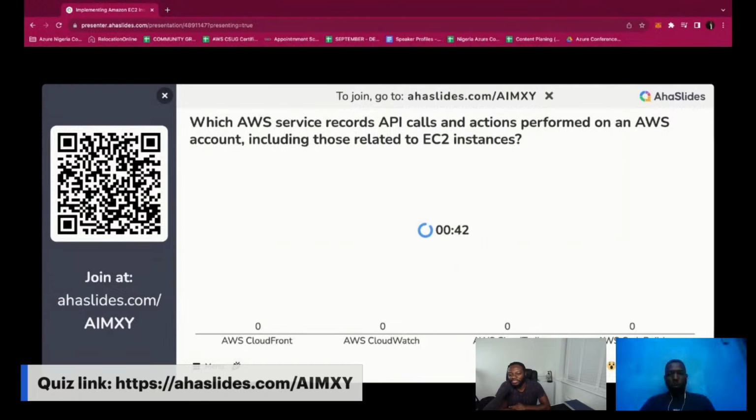All right. So the second question is, which AWS service records API calls and actions performed on the AWS account, including those related to the EC2? Correctly. Let's see.